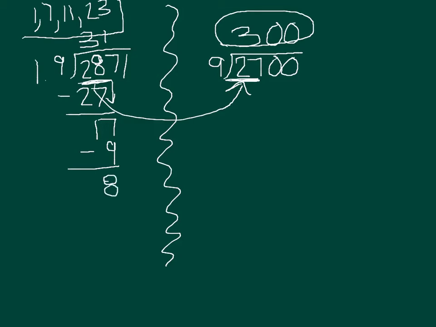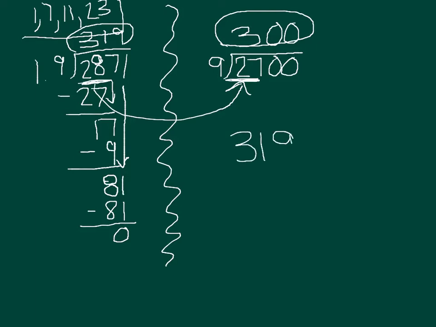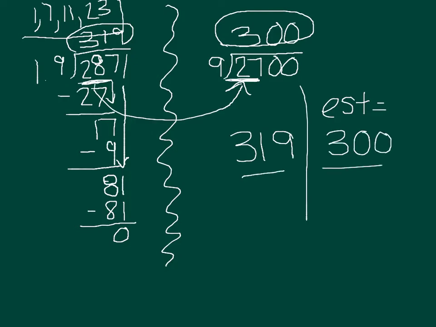Your next step is that you're bringing the 4th digit all the way down and making that 81. 9 fits nicely into 81 9 times. 9 times 9 is 81. You're going to subtract that, and you're left with your remainder of 0. So your real answer is 319 with no remainder. And your estimate was 300. And those are very close numbers, so you know that you are correct.